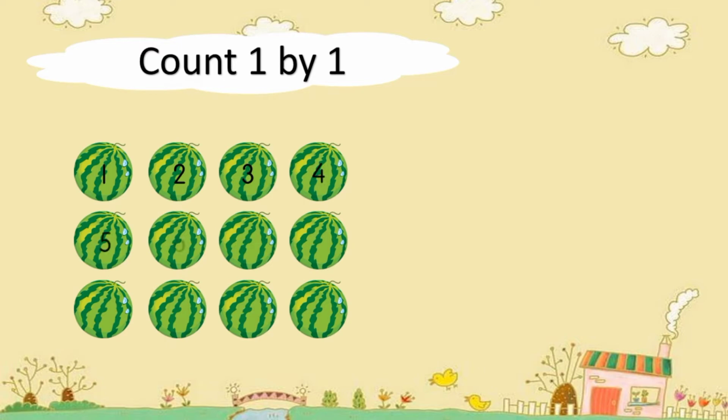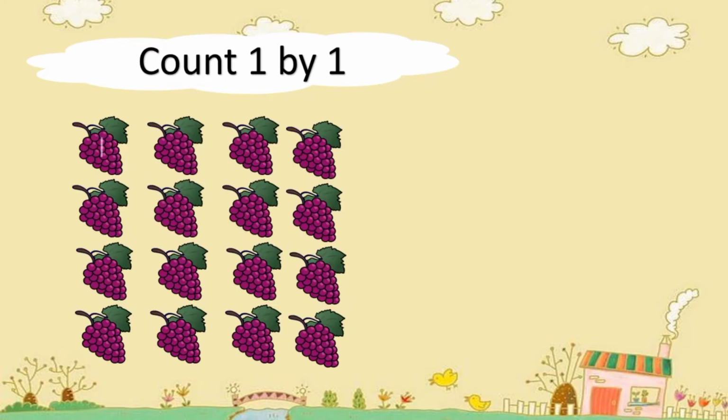5, 6, 7, 8, 9, 10, 11, 12. There are 12 watermelons. 12. Count 1 by 1.